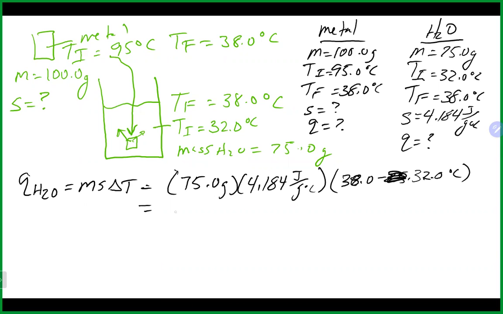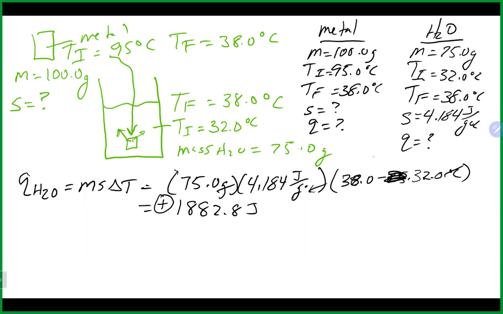which gives us something in this example of 1882.8 joules. Again, the grams will cancel, degrees Celsius will cancel here. Now, I want to make sure I punched that in correctly here. I did. So this gives us the amount of energy that was absorbed by the water. It is a positive number.